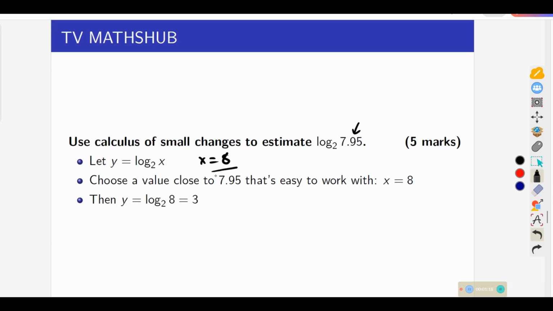So that means that our y will be log 2 of 8, and log 2 of 8 is the same as log 2 of 2 to power 3. So 2 to power 3 represents 8. So you drop the power here, and this will be 3 log 2 of 2. That gives us 3 times 1, which is 3. So y will be equal to 3 if x is equal to 8.